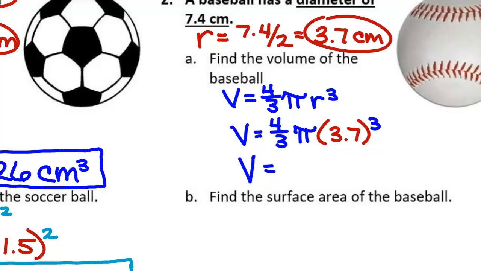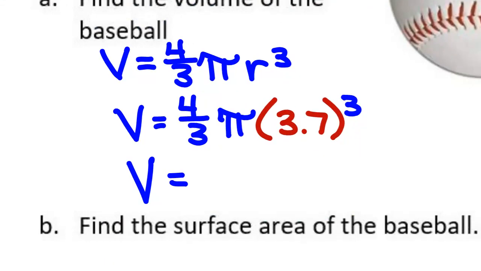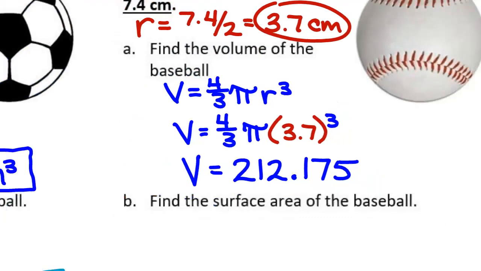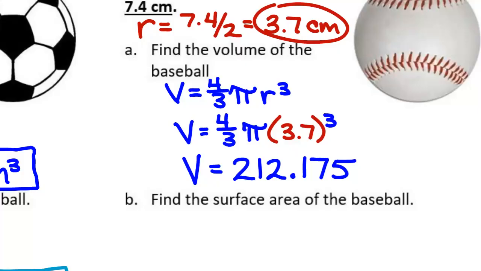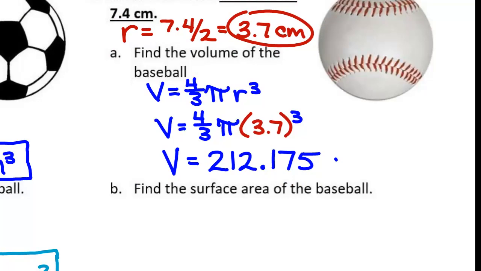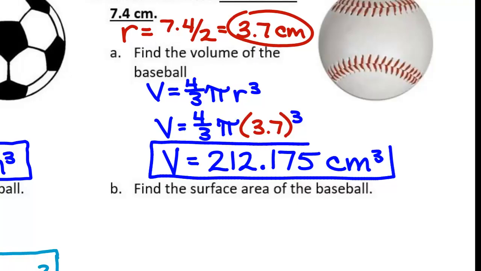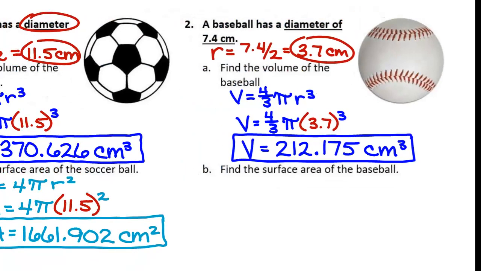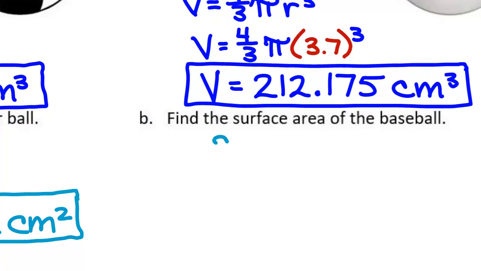All right, so what do you get when you put this into your calculator? 212.17, but I rounded up to 212.175. That very last number is not as important. And that would be centimeters cubed. Volume always gets our cubed units here. Nicely done. All right, what is the formula for surface area?